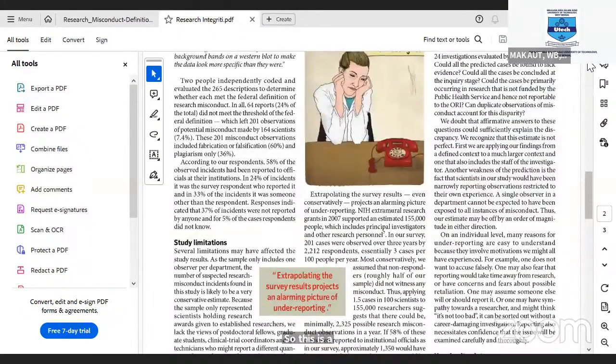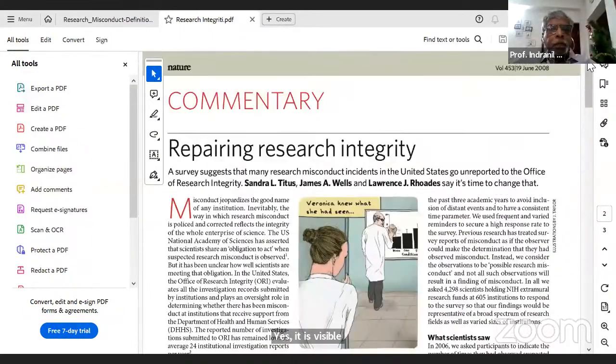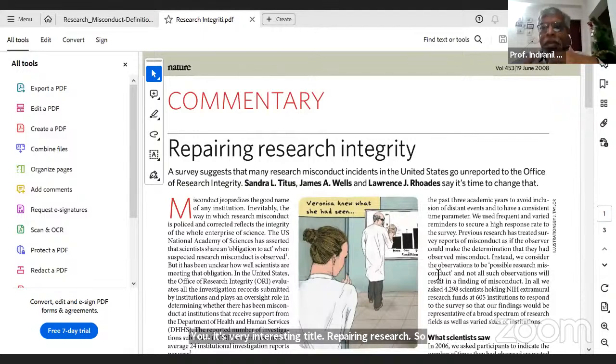Okay. Thank you, Prem. So this is a journal publication from Nature, and it's titled "Repairing Research Integrity." It's a very interesting title, "Repairing Research Integrity." So we are accepting the fact that there has been a serious blow to research integrity in general.